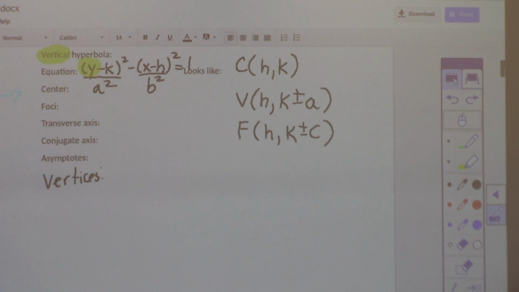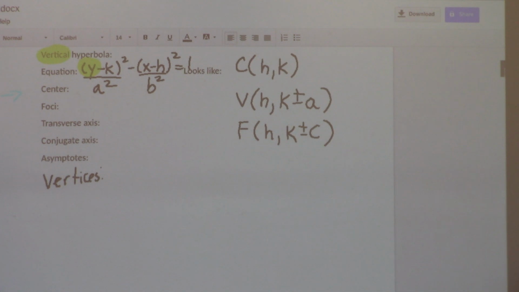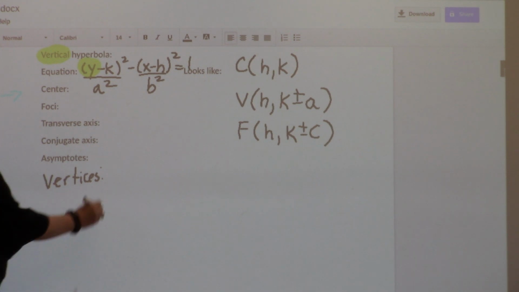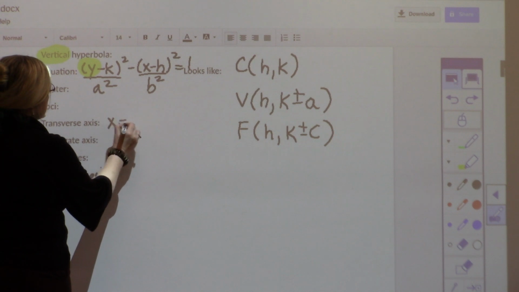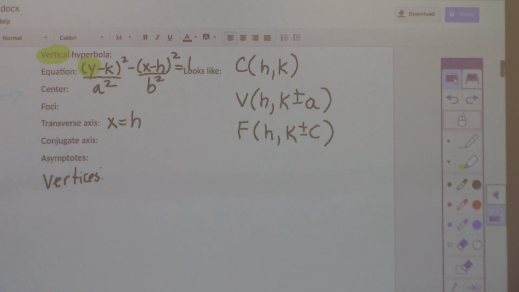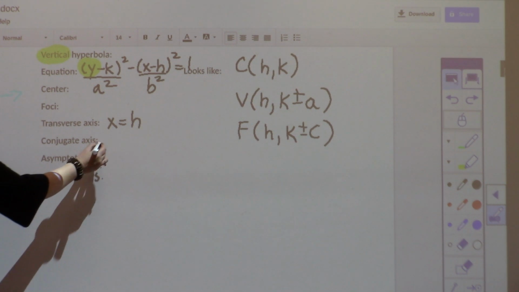Talking about the transverse axis. The transverse axis, of course, is oriented the same way the hyperbola is, which in this case is vertical. It passes through the center. So a vertical line that passes through the center, its equation is going to be what? x equals h. Yes. x equals h. Therefore, the conjugate axis is a horizontal line that passes through the center. So what is its equation going to be? y equals k. y equals k.